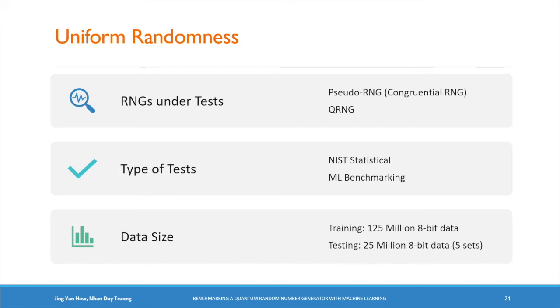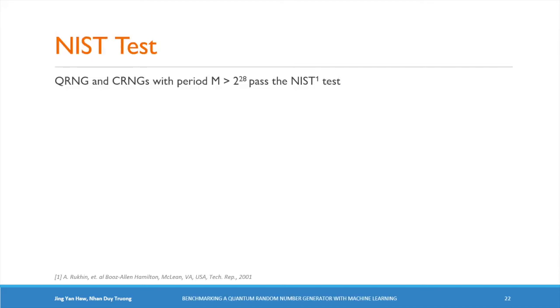In the final round, we put two RNGs under testing. First is the linear congruential PRNG, which was introduced earlier, and also the final hash output of our QRNG. We subject them to both the NIST statistical test suites and also our machine learning benchmarking. For this round, we have 125 million of 8-bit data, or equivalently 1 gigabit of data, as both the training and testing sets.